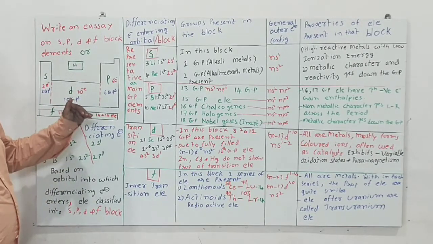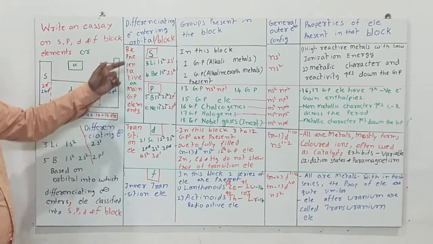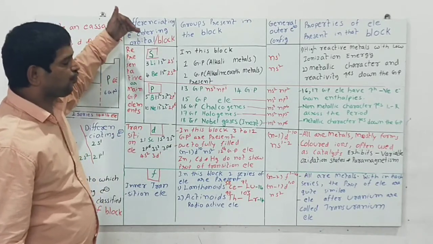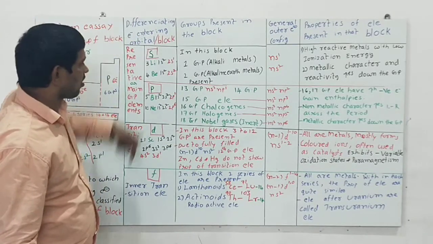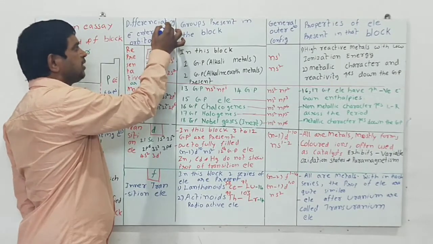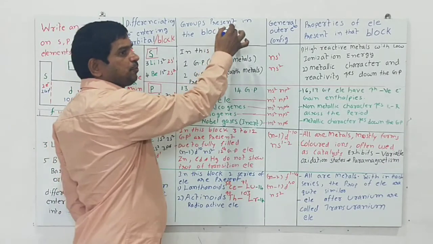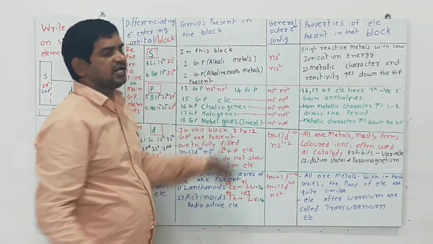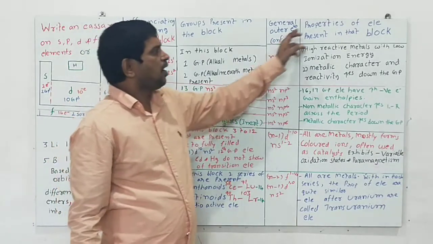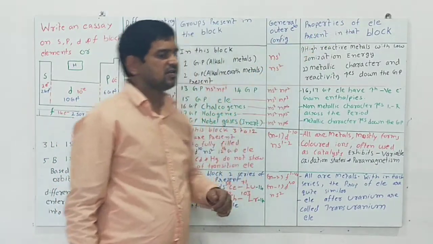Now I am going to explain the properties of these blocks of elements in tabular format. Here I have taken 4 vertical columns. The first heading is the differentiating electron entering orbital or block, and groups present in that block, general outer electronic configuration and properties of elements present in that block.